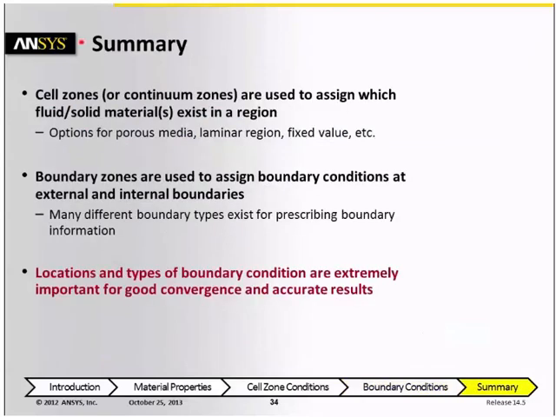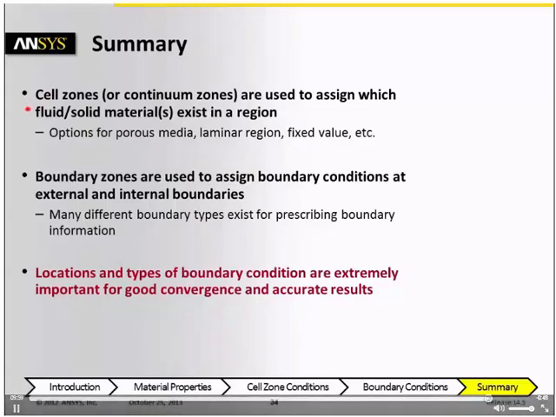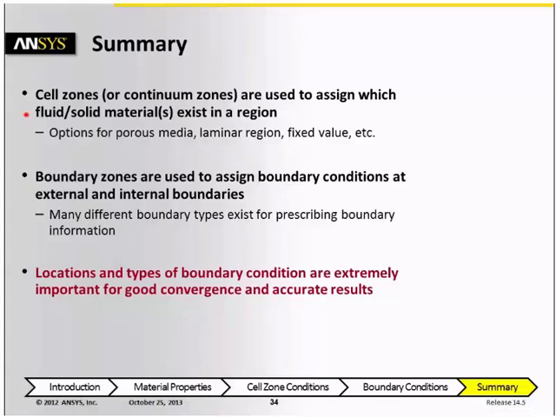So that wraps things up. In this lecture, we've seen that cell zones are used to assign which fluid or solid materials exist in a region, and options exist to specify cell zones as porous media or laminar regions, to fix values and apply source terms, and also to define zone rotation. Boundary conditions are assigned on boundary zones, and this can include both internal and external boundaries. We have gone through the most commonly used boundary types and described the types of inputs that are required for each of them.